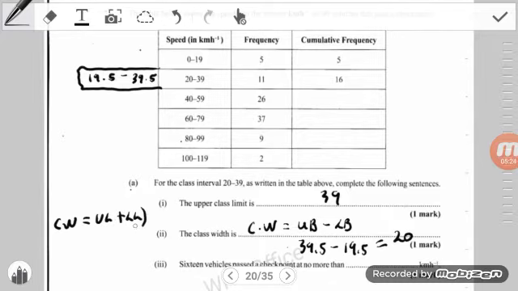I'm going to put that in a bracket, and after doing that we're going to add 1. That will still get us to the answer of 20.